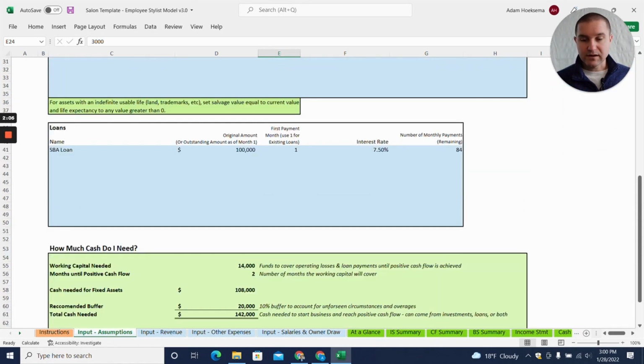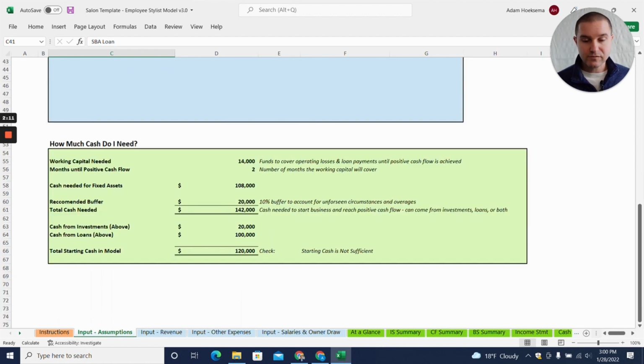We are assuming here a $100,000 SBA loan that we'd be applying for. And you'll notice right down here, once you enter those assumptions in, you'll be able to see, okay, based on the projections that we have in, do we have enough cash? And so right down here it says starting cash is not sufficient. So here it says that we need $142,000, and that's including a $20,000 buffer that we think is just wise to have. But we only have $120,000.